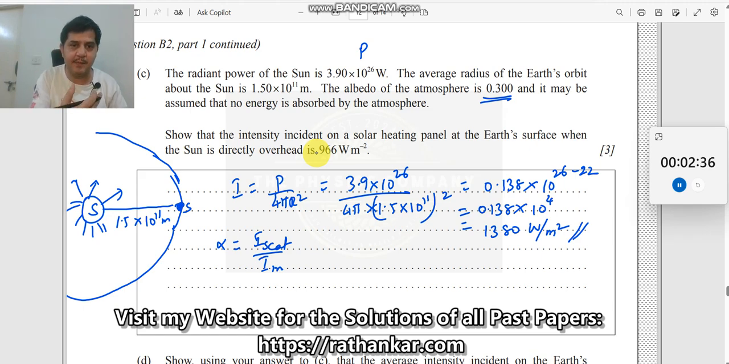How much does it reflect back? If you give 100 units of energy, it gives back 30 units of it. That's what it means by 0.3 over here. So which means only 0.7 comes and lands onto the Earth's surface, right?